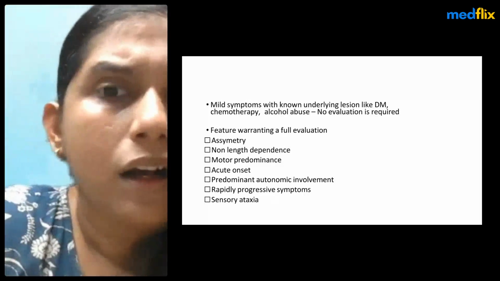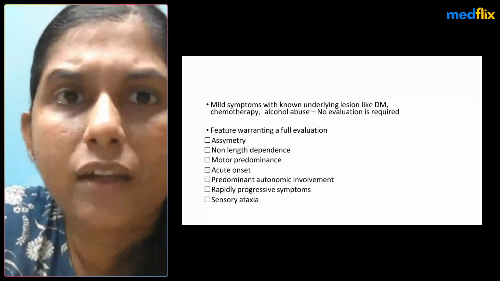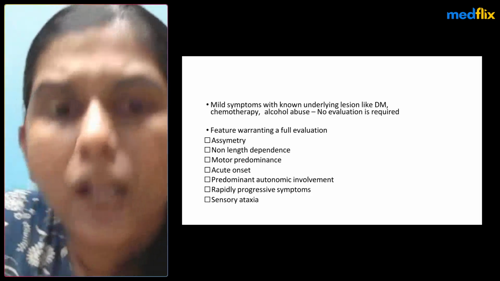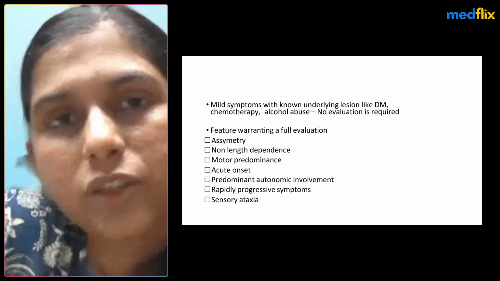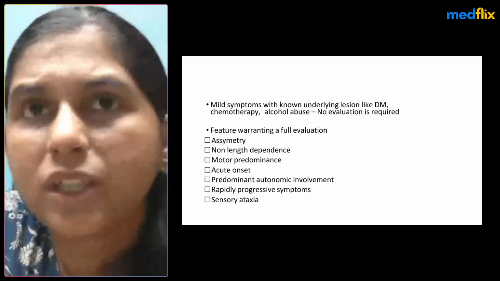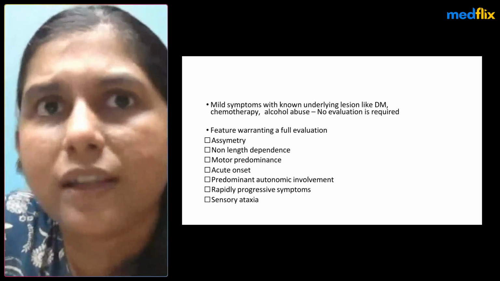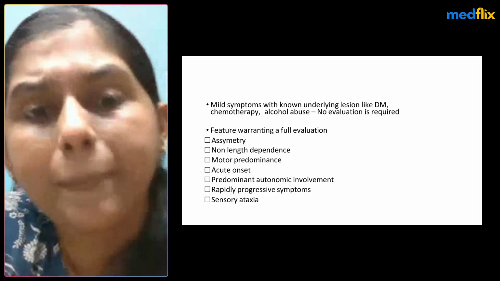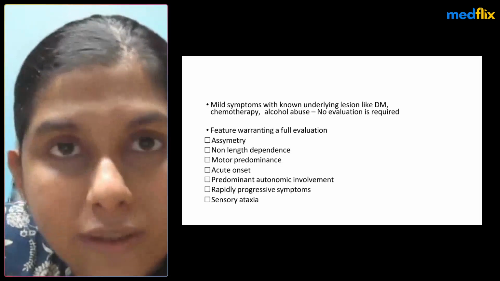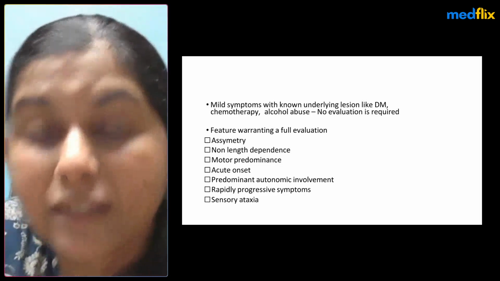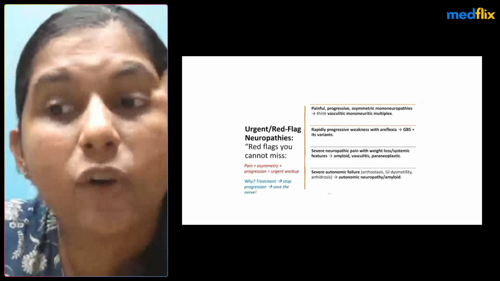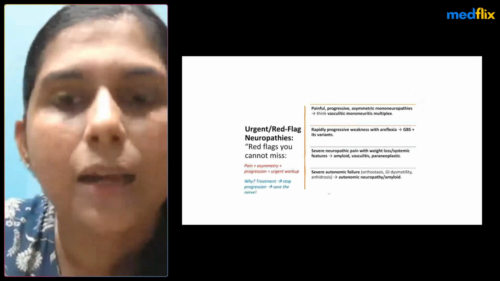And now, when do we need to start evaluating a patient with peripheral neuropathy? So what features should tell us that yes, we have to do it? Because peripheral neuropathy, if it's 1% of the population, we can imagine the number of patients heading to our OPD with them. So the moment the patient has asymmetry, it is non-length predominant, motor predominant, acute onset, predominantly autonomic, rapidly progressive, sensory ataxia. These are situations where you need to go ahead for a complete evaluation, complete red flag signs.